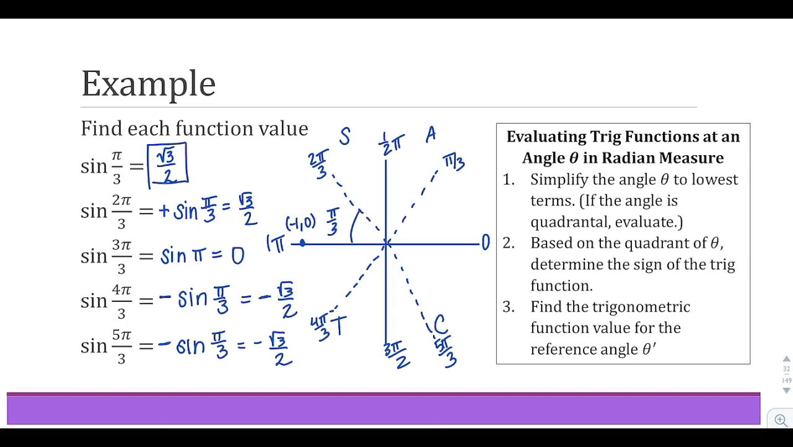So if we box in our answers, and let's take a close look at least some of them, the quadrantal angle, pi, gave us a value of 0. But all of the other angles, pi over 3, 2 pi over 3, 4 pi over 3, and 5 pi over 3, they were all radical 3 over 2. The only difference was the sign, whether the answer was positive or negative. So if we can determine where this angle is on the unit circle and whether the trig function will be positive or negative there, then we only need to evaluate the trig function at the reference angle and just slap on the sign, whether the answer is positive or negative.